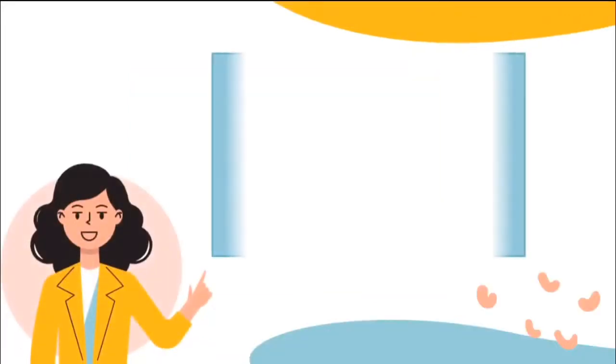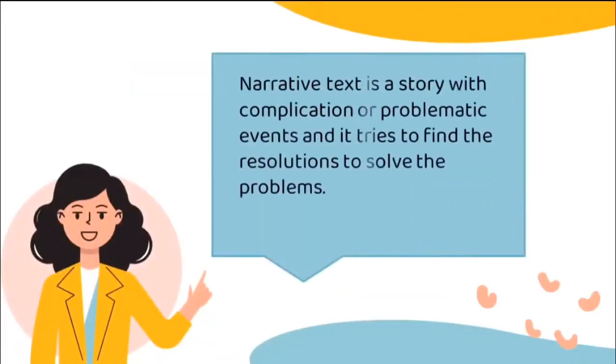What is narrative text? Narrative text is a story with a complication or problematic event, and it tries to find a resolution to solve the problems. Narrative text is a type of text in English made with the aim to tell a story that has a series of chronological and interconnected events.